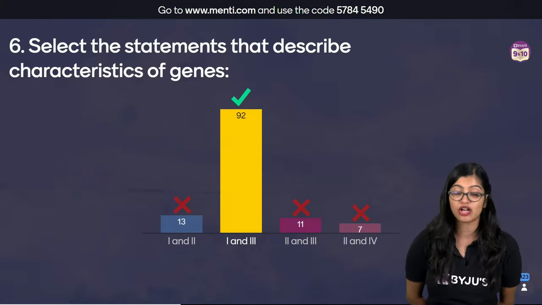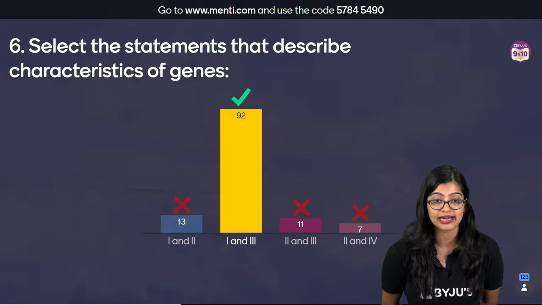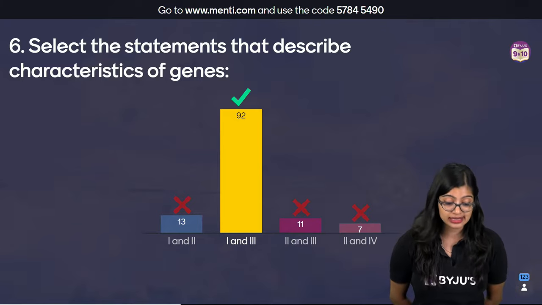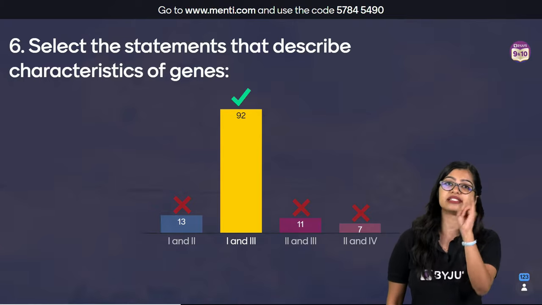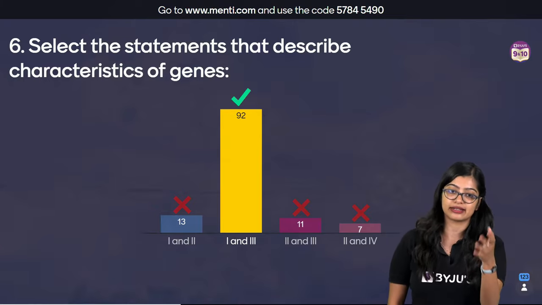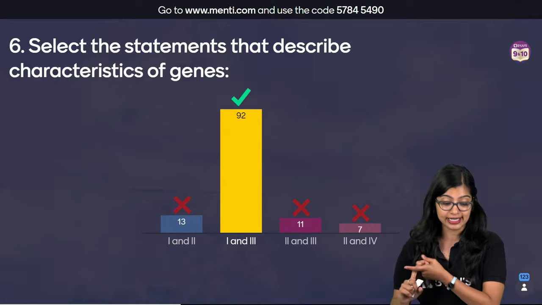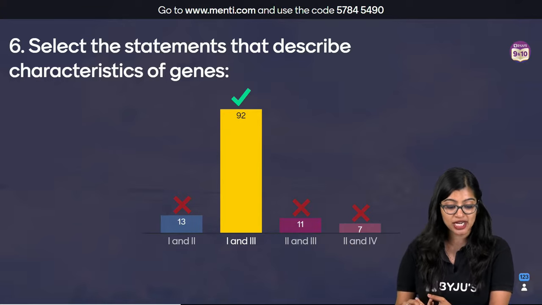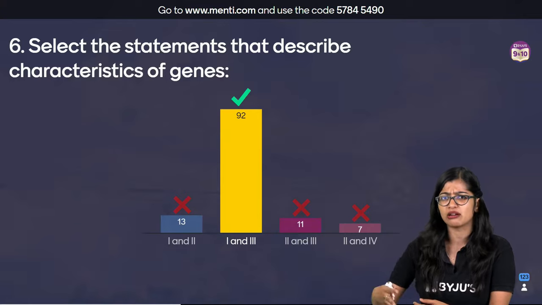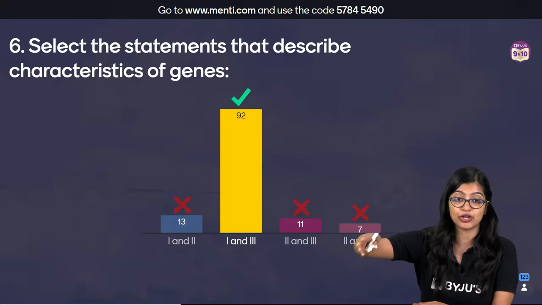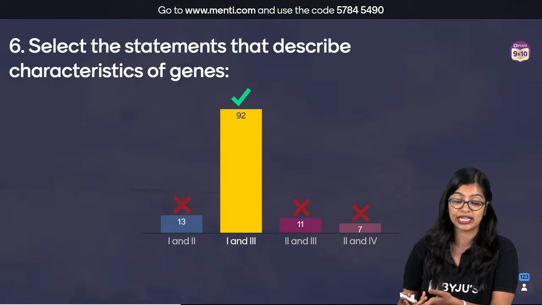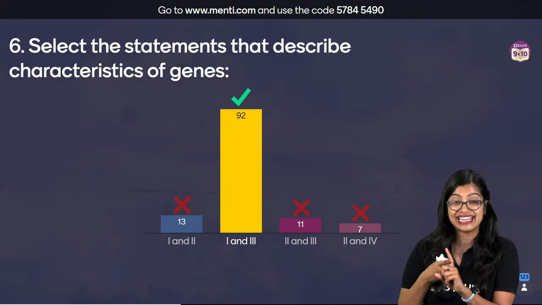Now, most of you have got the correct answer, which is options 1 and 3. Statement 1 says that genes are specific sequences of bases in a DNA. If you see the word sequence or segment, you know that the answer is correct. So option 1 is correct about genes. Option 2 says that a gene does not code for protein. Not true, because for a gene to be expressed, it will produce proteins. So option 2 is incorrect.